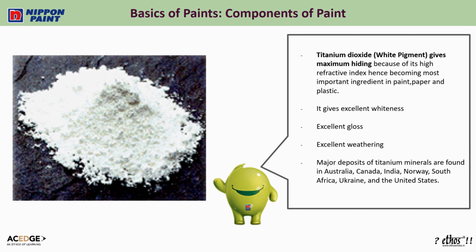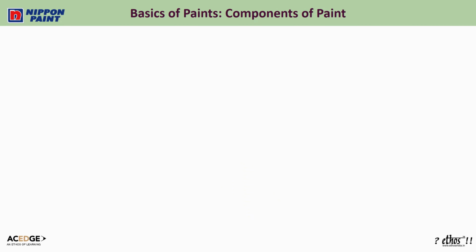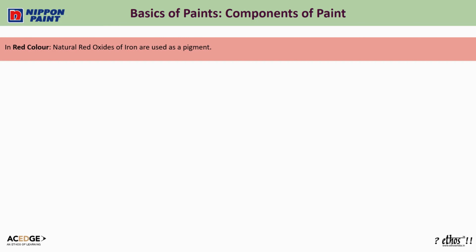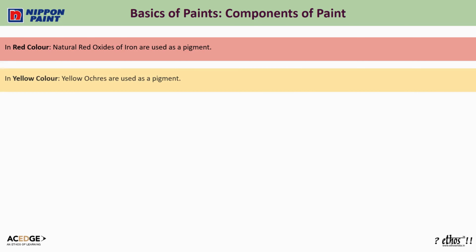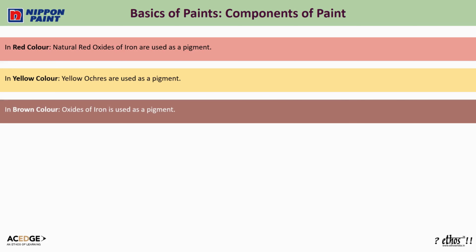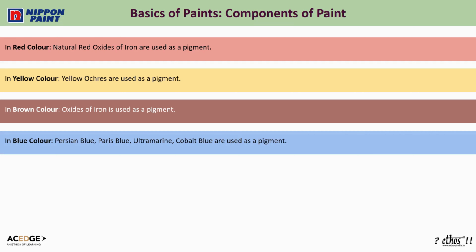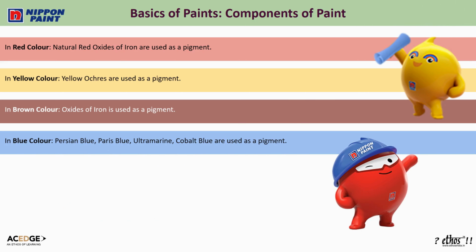Now, how are different colored pigments formed? Have you ever wondered that? In red color, natural red oxides of iron are used as pigment. In yellow color, yellow ochres are used as a pigment. In brown, oxides of iron are used as a pigment. In blue color, Persian blue, Paris blue, ultramarine, cobalt blue are used as a pigment.